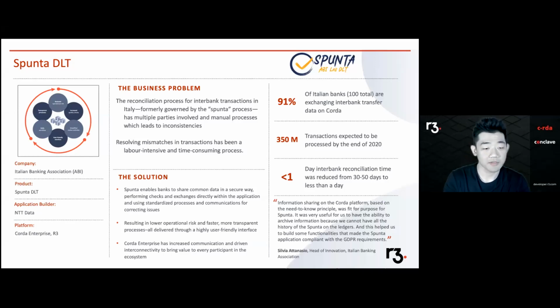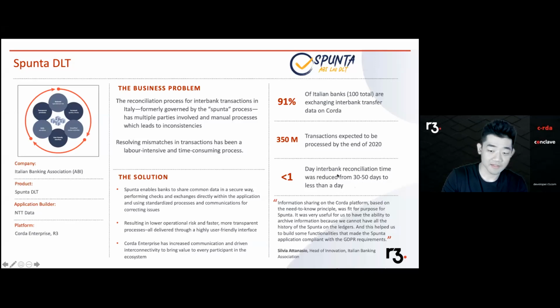So typically, resolving the mismatch in transactions has been a labor-intensive and time-consuming process. And on the right side, you can also see that normally the reconciliation time is from 30 to 50 days, but with our new platform, we are able to reduce the transaction time to less than a day.